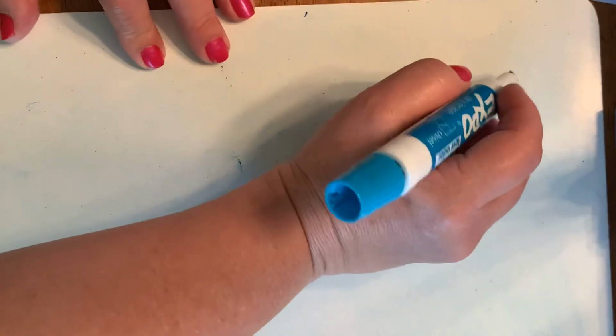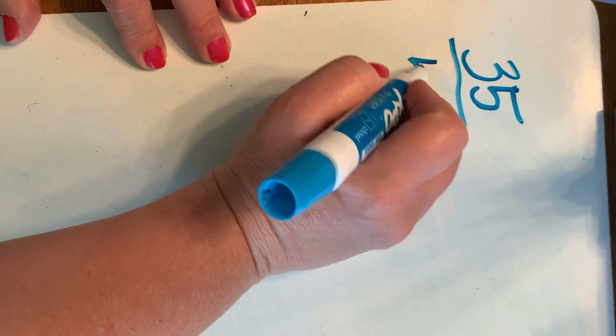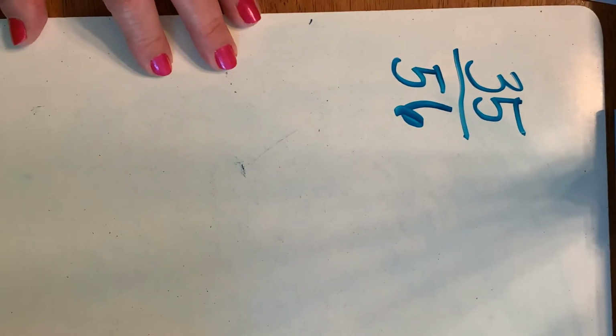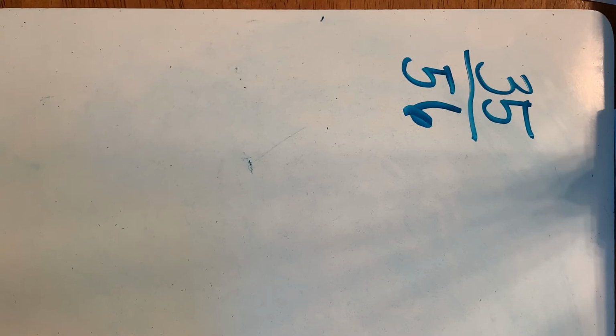Okay. I'm going to do another one with you. Let's see which one we could do. I'm going to do a big one. Big numbers. 35 over 56. Well, you know that 35 won't go into 56 because 35 times 2 is what? 70? Yes, 70. So we know that we can't do that. Now, 35 and 56. What are two things that 35 will go into?